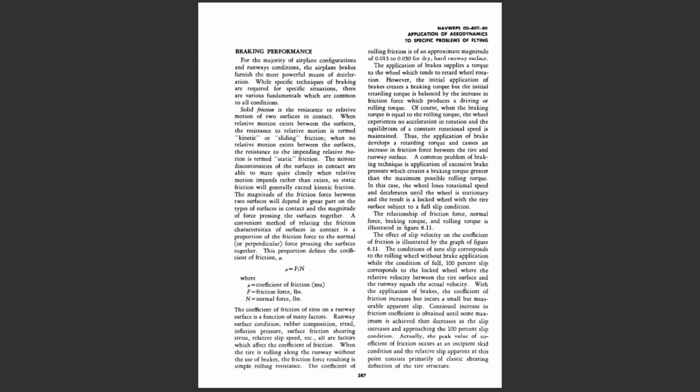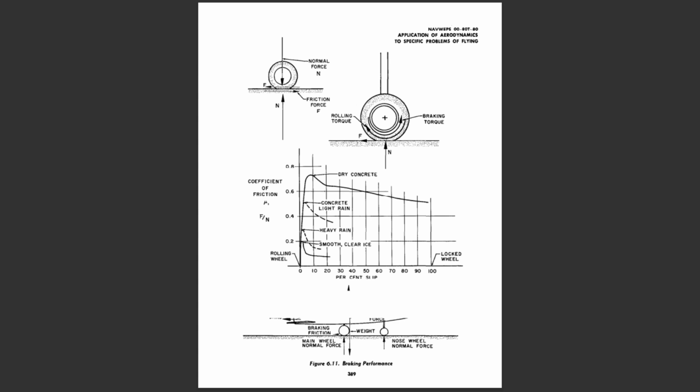μ = F/N, where μ is the coefficient of friction, F is the friction force in pounds, and N is the normal force in pounds. The coefficient of friction of tires on a runway surface is a function of many factors. Runway surface condition, rubber composition, tread, inflation pressure, surface friction shearing stress, relative slip speed, etc., all are factors which affect the coefficient of friction.